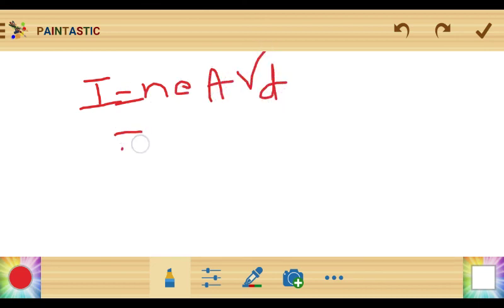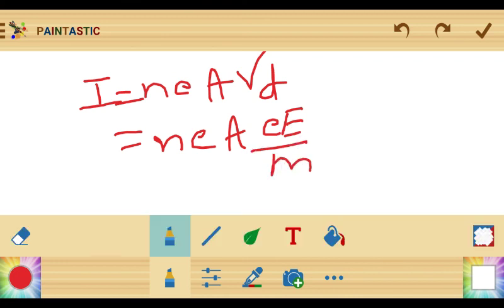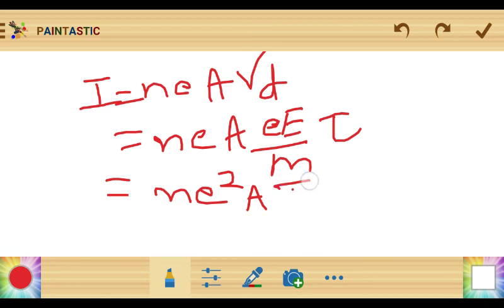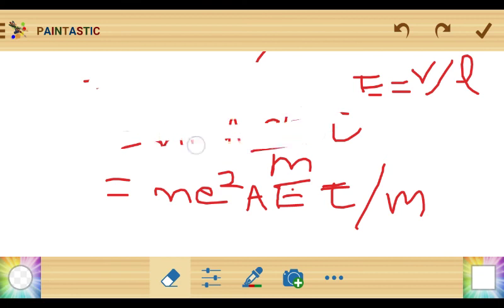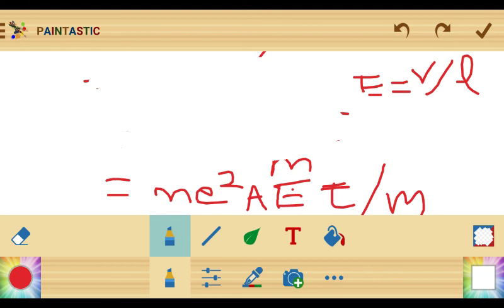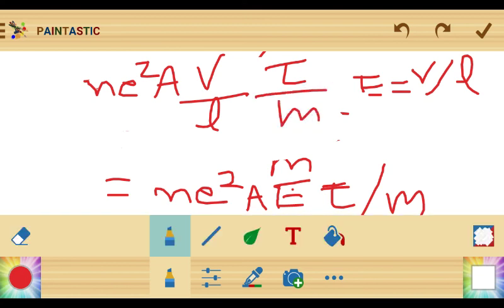So what I'll do, I start with I is equal to n e A Vd. You substitute the value of Vd, which is eE upon m tau. So you simply get n e square A E tau upon m. Now E, as we have studied, is V upon L, potential. So on substituting that value, the equation becomes n e square A V upon L tau upon m. But there is one thing.